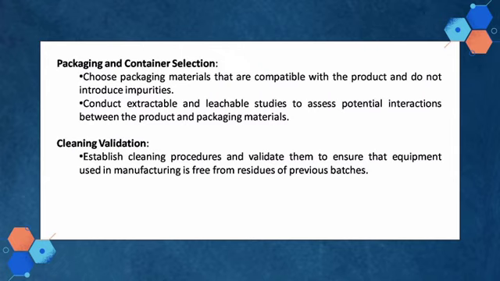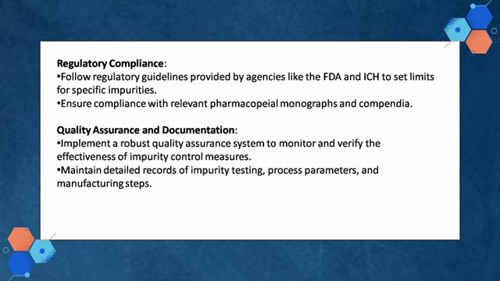Ninth, cleaning validation. Under this, establish cleaning procedures and validate them to ensure that equipment used in manufacturing is free from residues of previous batches. Tenth, regulatory compliance. Under this, follow regulatory guidelines provided by agencies like the FDA and ICH to set limits for specific impurities. Ensure compliance with relevant pharmacopoeial monographs and compendia.